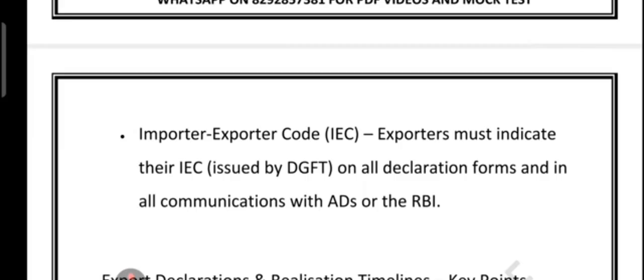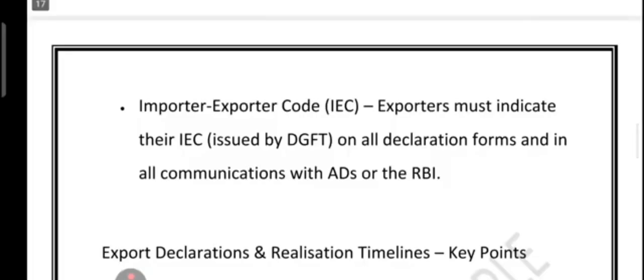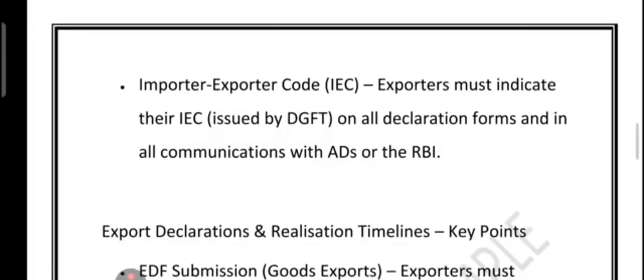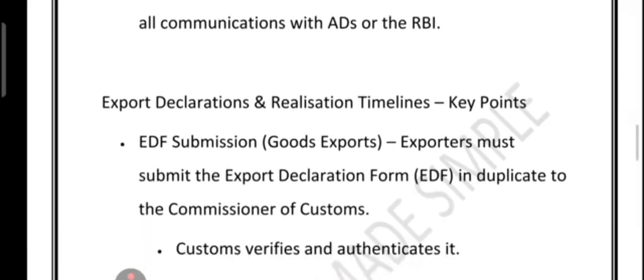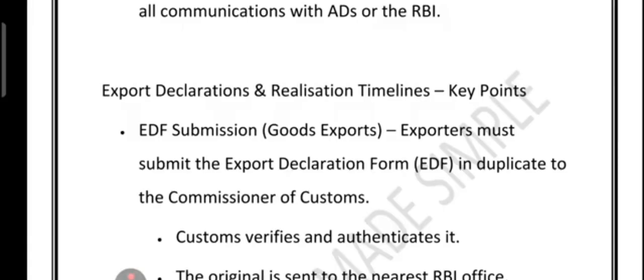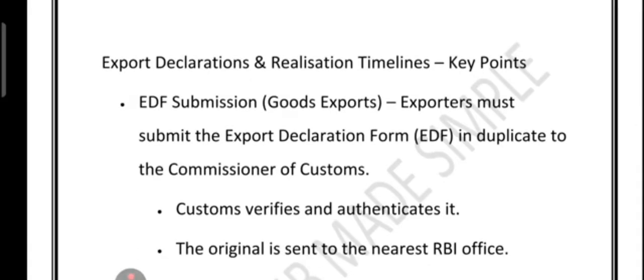Then I told you to basically follow the RBI rules. For a landlocked country, the bank can give a negotiable bill of lading, right? Then we talked about the exporter giving commission to the agent abroad, and if you want to re-import the goods, yes, the same bank can receive it. IEC code we have talked about. In the next slide, let's talk about export declaration and realization timeline.